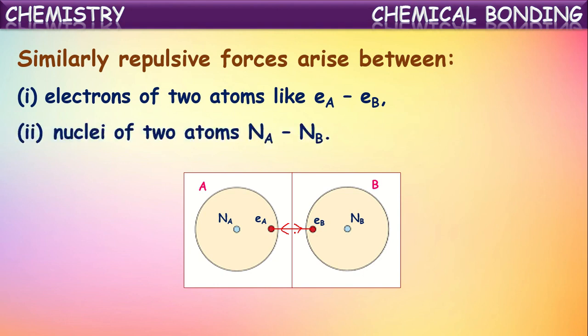One more repulsive force starts between the nuclei of both atoms, because this is a positively charged nucleus and this is also a positively charged nucleus. When atoms approach each other, repulsive force starts between these also. So in this way, when two atoms approach each other, certain repulsive forces as well as certain attractive forces come into play.